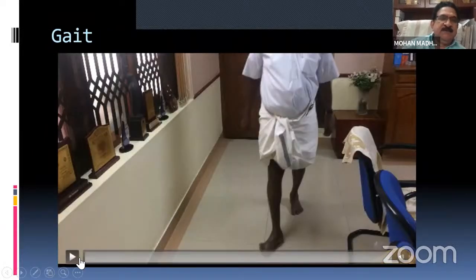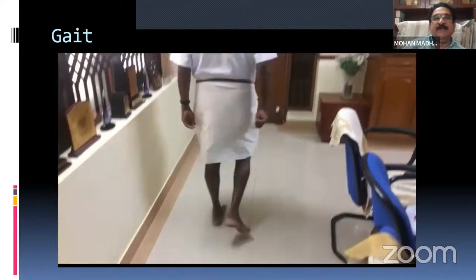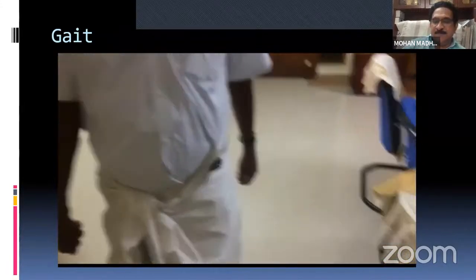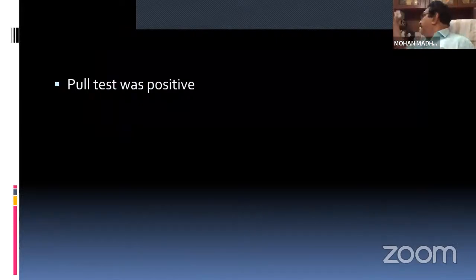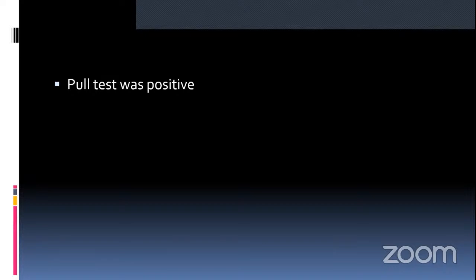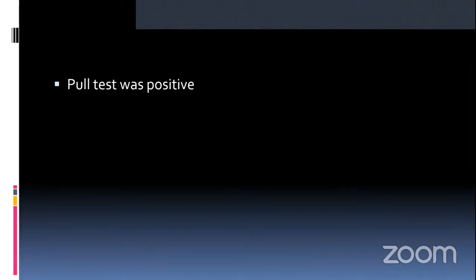His gait is relatively normal, with no akinesia or anything like that. Good arm swing. But his pull test was positive. That is, he is unstable. So what do you think is the condition of the patient? What is the diagnosis? PNFA variant, sir. PNFA variant of? PSP. Yeah, this is the PNFA variant of PSP.